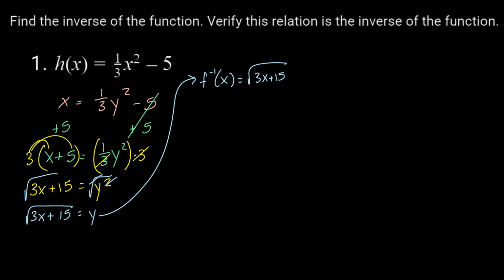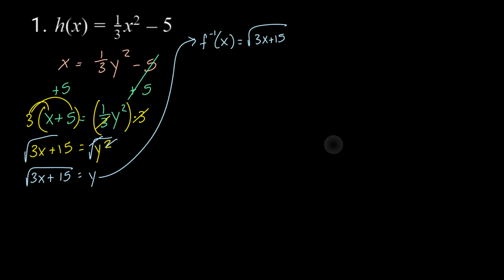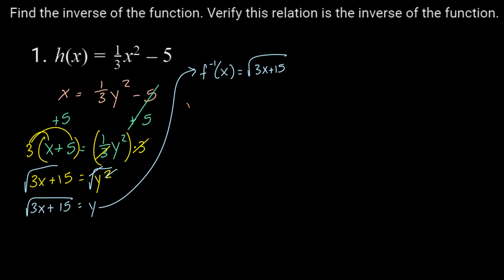How can we check that this is the inverse? Yes. We need to use compositions, right? Because if... I'm sorry, why did I put f? This should have been h, the inverse of h. So if h of the inverse of h is equal to x, and also if the inverse of h of x is also equal to x, then yes, these are inverses.